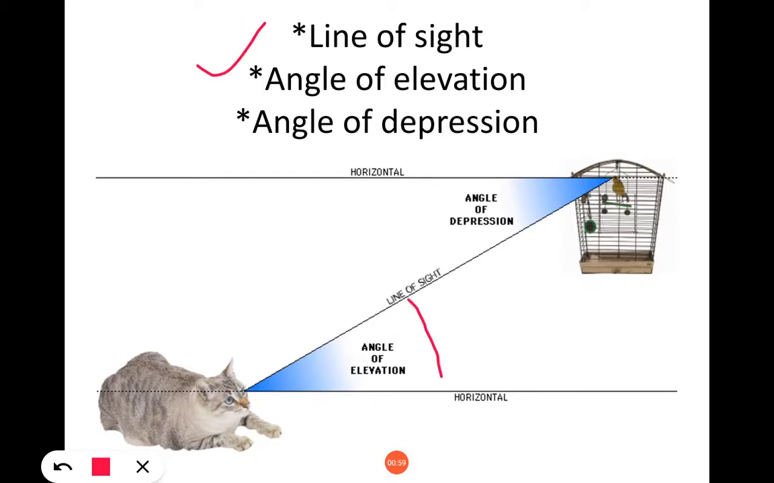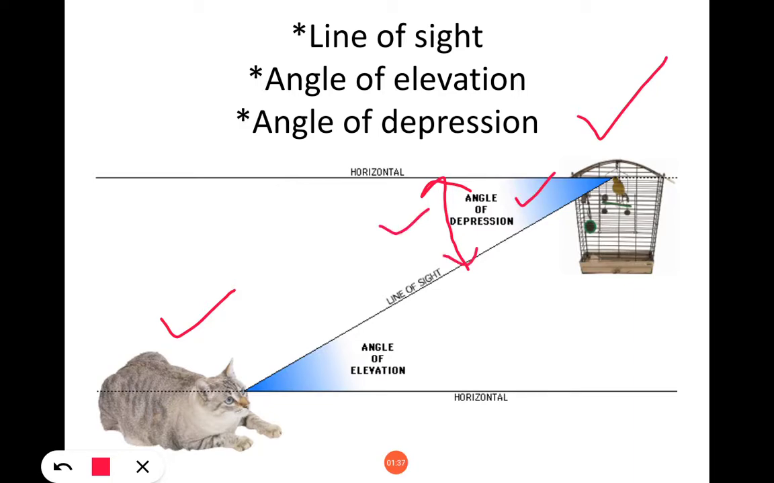The angle made by line of sight with the horizontal line is called angle of elevation. This is the situation in which the observer is at the ground and the object is at the top. Now, again, if the observer is at the top and the object is on the ground, then the angle made by line of sight with the horizontal is called angle of depression. Here, this angle is angle of depression.